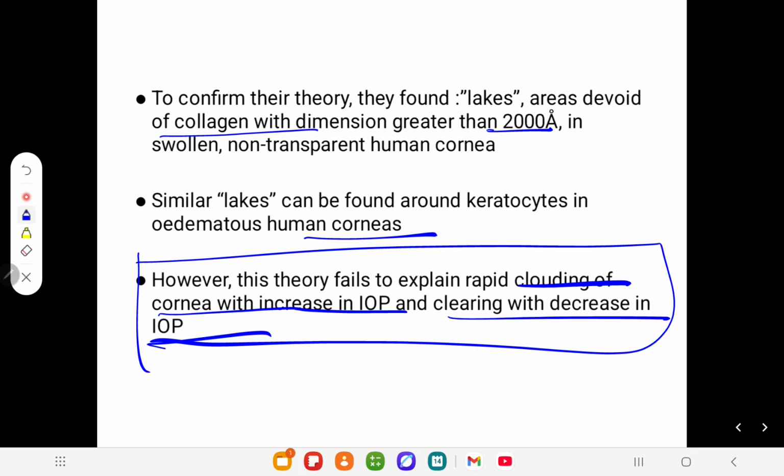Okay, why is there rapid clouding when IOP increases, and why is there rapid clearing of the clouding when IOP decreases?